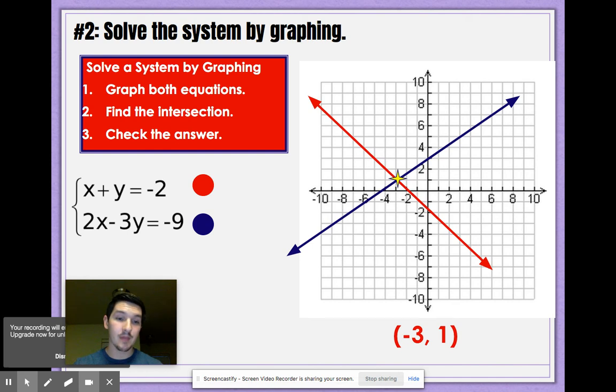I think that's all I have. You can go ahead and start the activity. If you have any questions on this, please let me know. But that's how you graph linear equations. The point where they cross after you graph both lines is your answer. So find that point, get your x, get your y. Let me know if you have any questions.